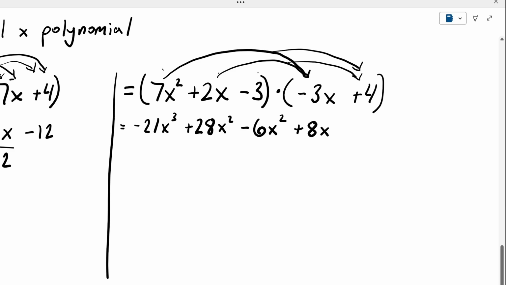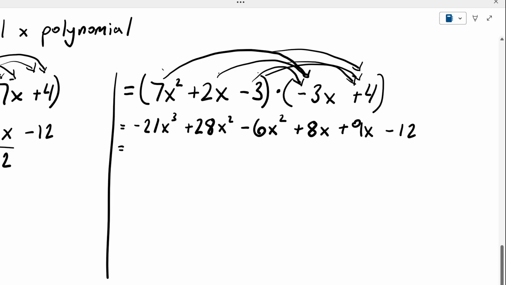And finally, we have to do the same thing with negative 3. So we have to do negative 3 times negative 3x. That will be plus 9x. And finally, negative 3 times 4. Negative 3 times 4 is minus 12. Now we have to simplify.